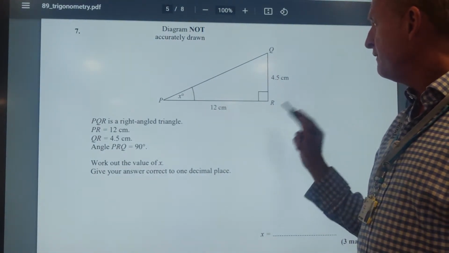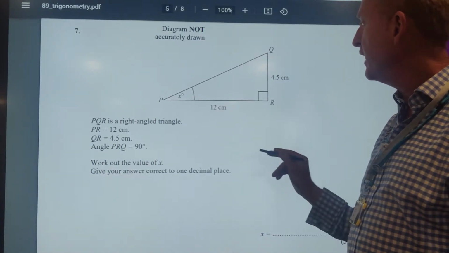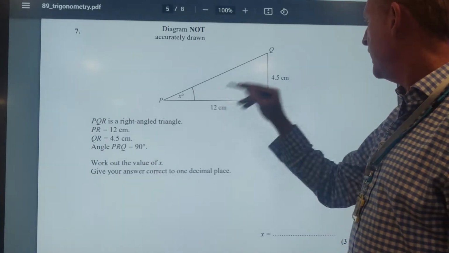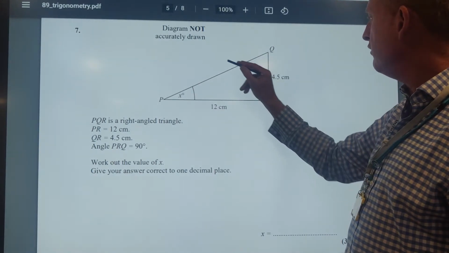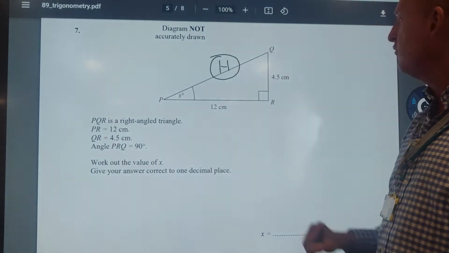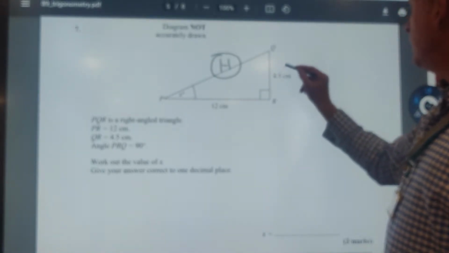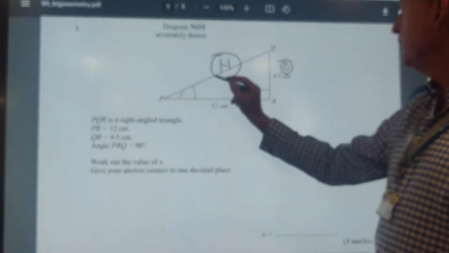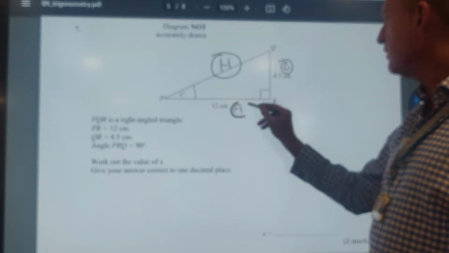So the first thing I do on any trigonometry question, same thing over and over again, is label your sides first. If you don't label your sides, you're never going to get anywhere with a question like this. The longest side, the side that's opposite the right angle, is always called the hypotenuse. That's my H. The side that's opposite the angle we're given in the question is our opposite side, and the side that's adjacent or next to the angle is my adjacent side.